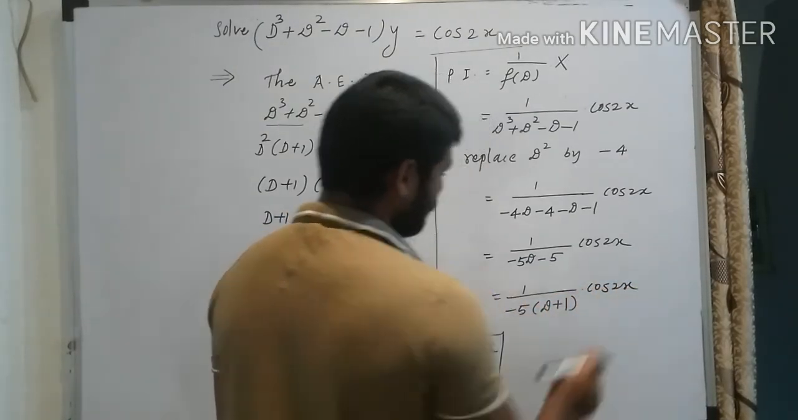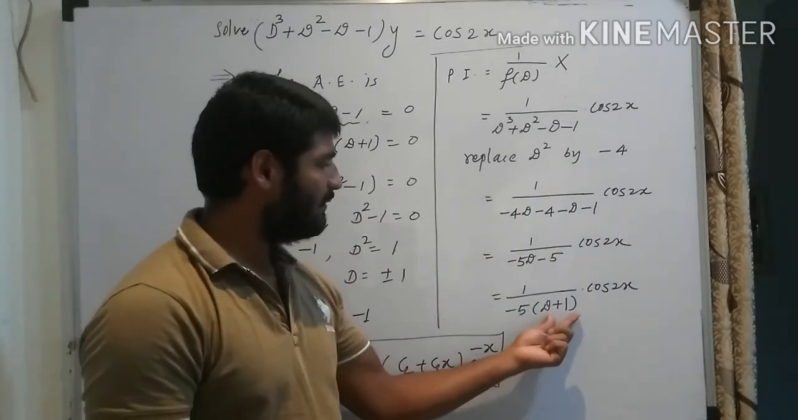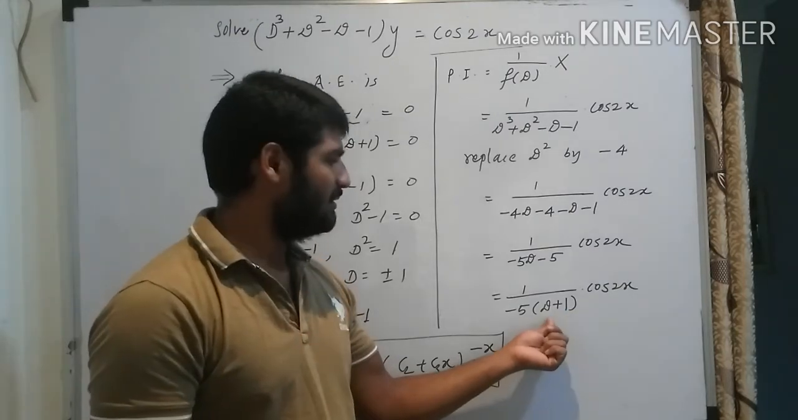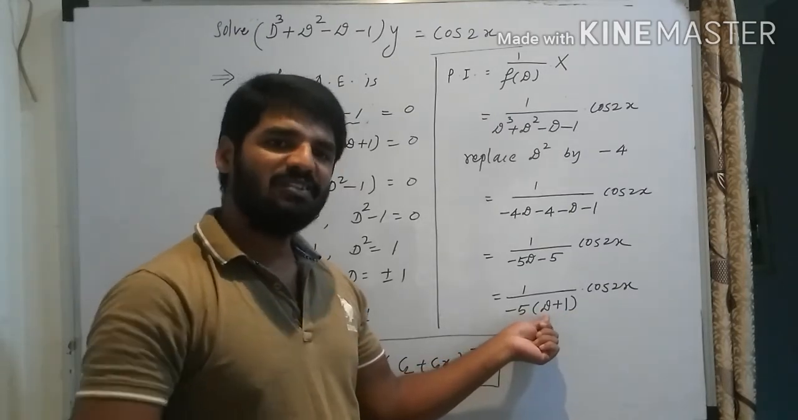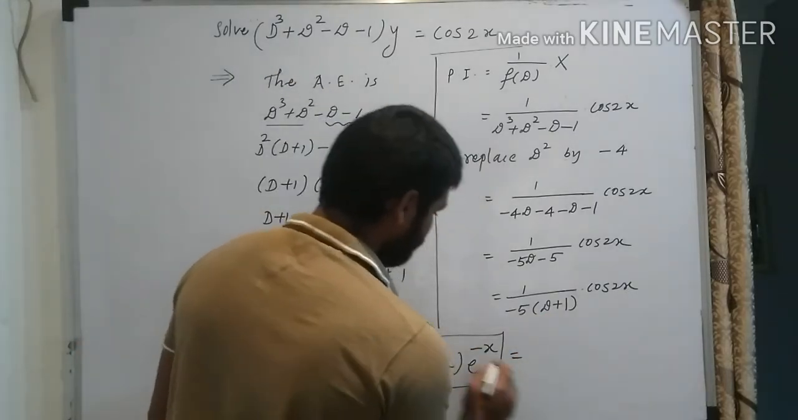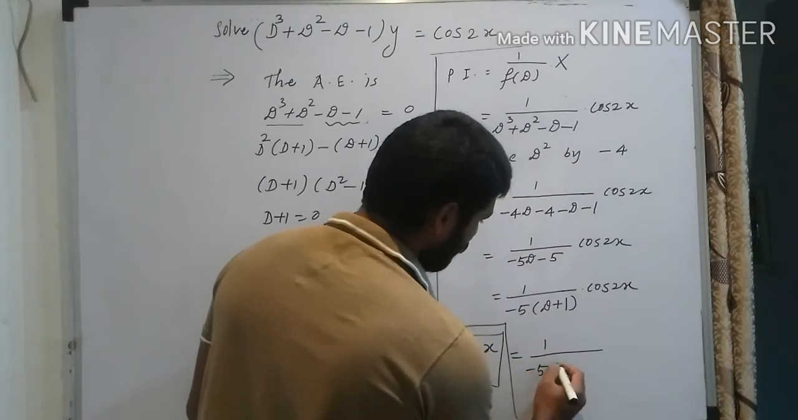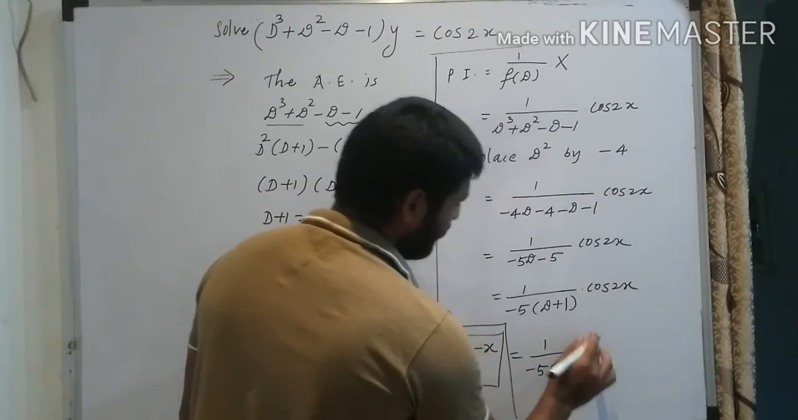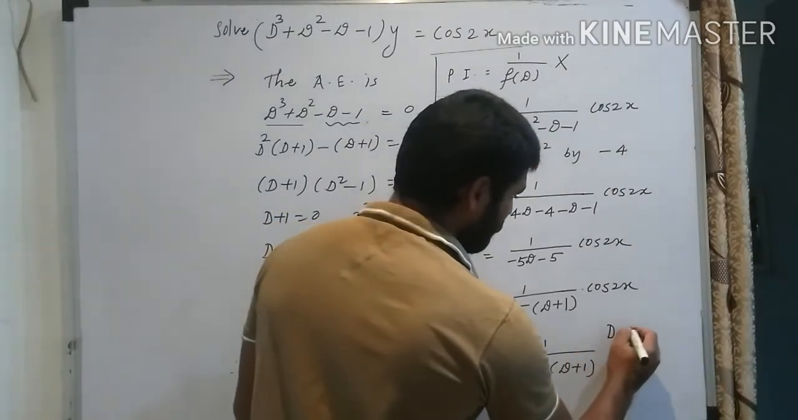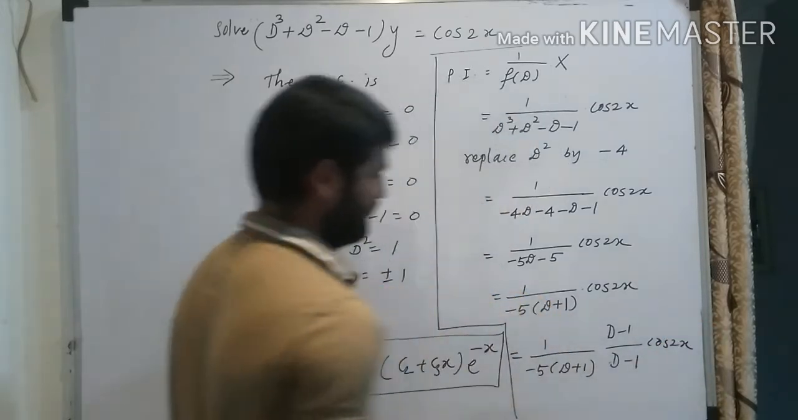Now see here, if we replace d square by minus a square, finally we will get the factor d plus 1. So this is non-zero but contains d. So we have to convert this d into d square by doing rationalization. So this can be written as 1 upon minus 5 into d plus 1. For rationalization, we take the same factor by changing the middle sign, so d minus 1 upon d minus 1 into cos 2x as it is.